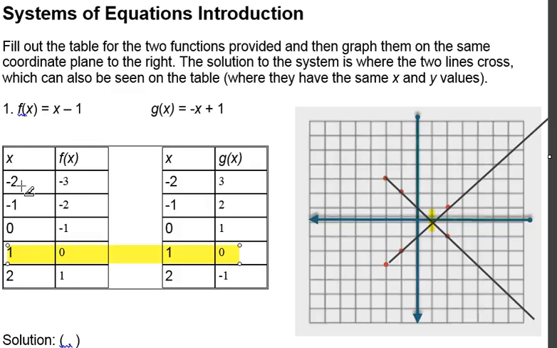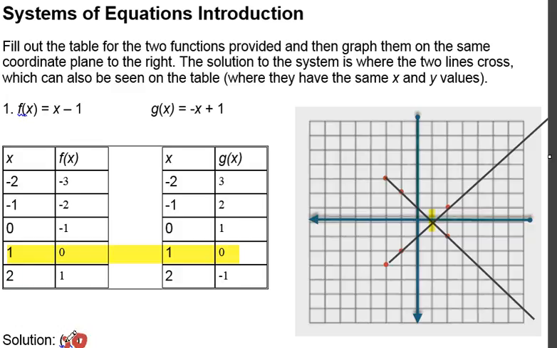Because if you look over to the left, 1, 0 is the same value on each table. We've both got negative 2 for x over here, but it's negative 3 and positive 3, so they don't match up. The only one that matches up is 1, 0. So you can see the solution not only in the graph, but also in the table. All right? So write your solution down here, 1, comma 0. Don't forget your comma there.